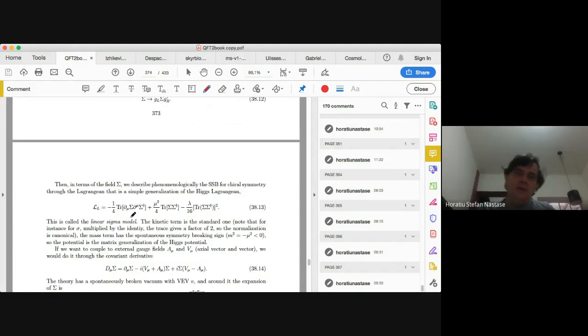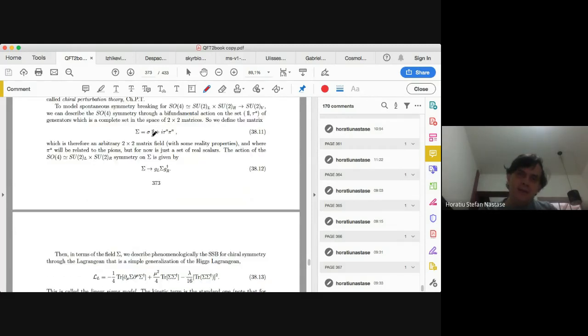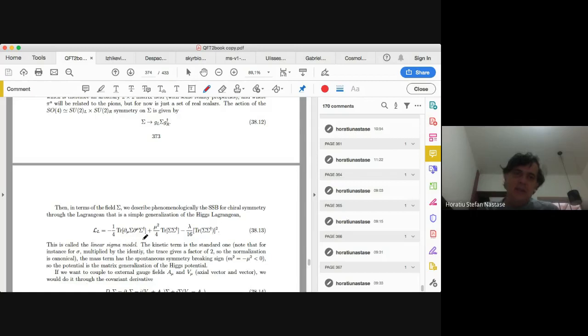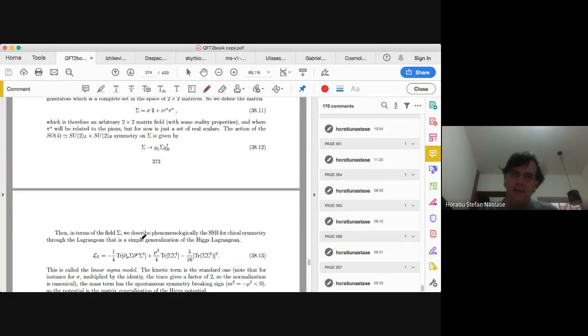And the 1/4 is because the trace, if you have the identity part, for instance, sigma, the identity part gives a 2. The trace gives a 2. So then I get 2 divided by 4, which is 1/2. So this is just the canonical kinetic term for the scalars sigma and pi A.